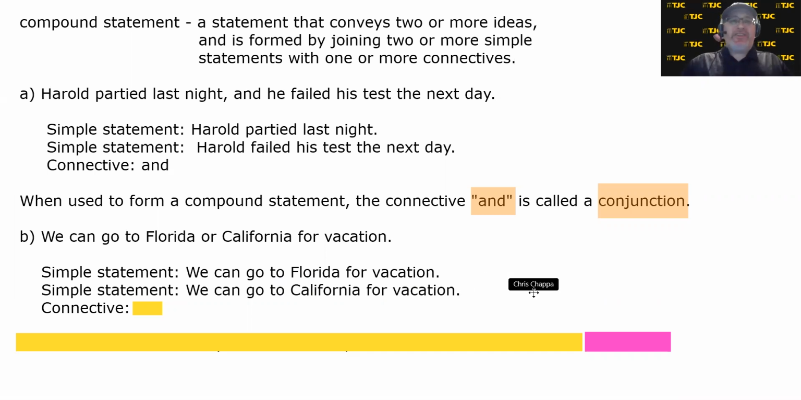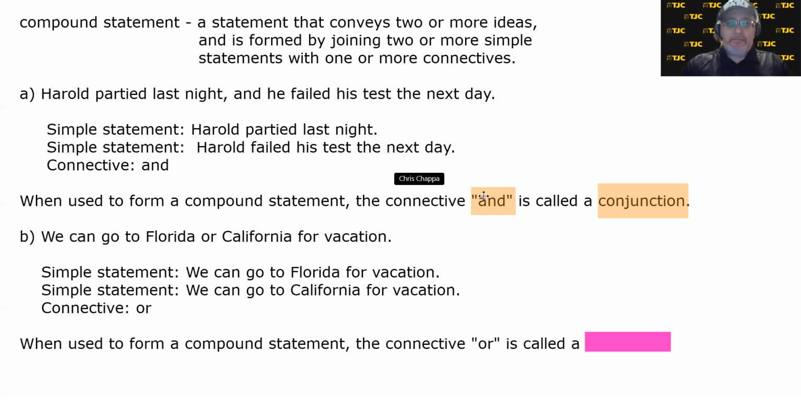Now, granted, we could have joined these together by literally putting the word or between these two simple statements. We can go to Florida for vacation, or we can go to California for vacation. But because those two sentences are identical except for the prepositional object, we don't have to repeat every single word. We can just stick the or between Florida and California. And by the way, guess what the connective is? Yeah, I kind of gave it away. Or. So you know what's about to happen under here? We're about to define something. When used to form a compound statement, the connective or is called a disjunction.